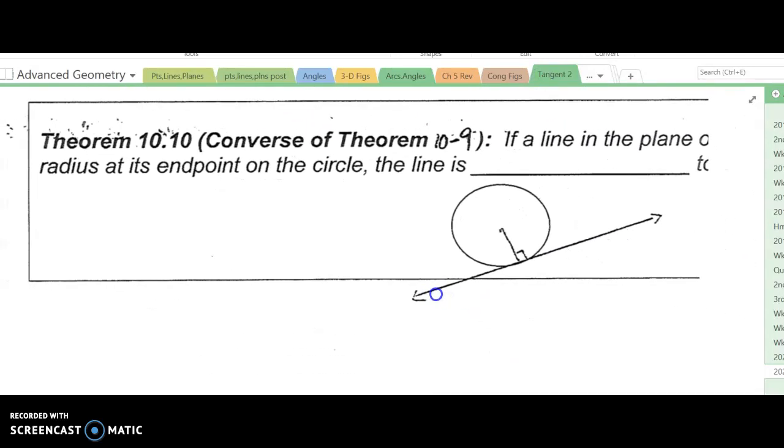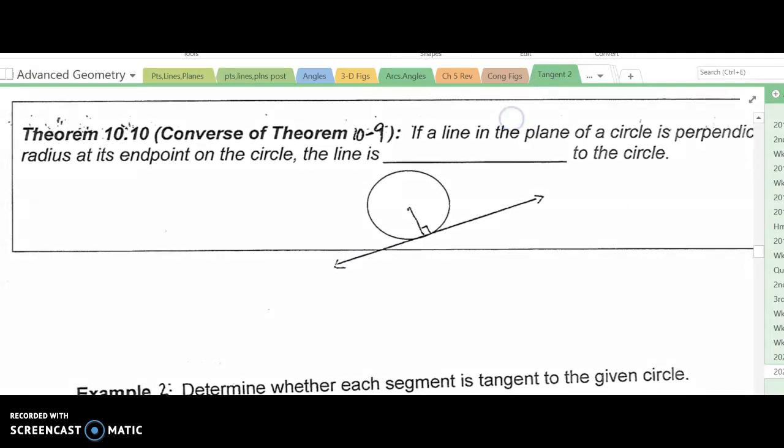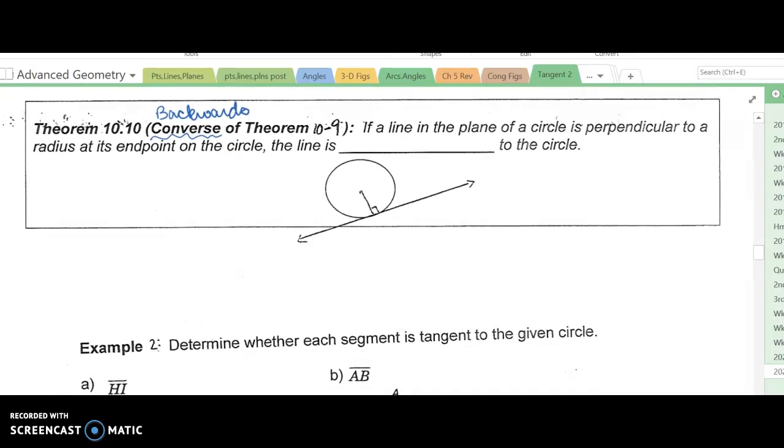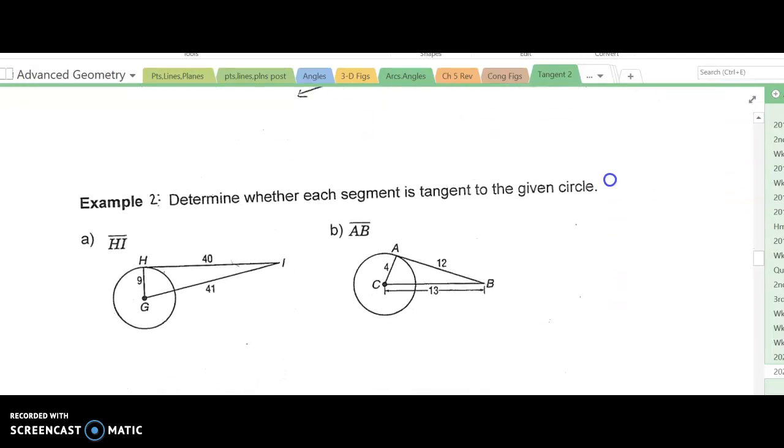All right, and then the next theorem just says the same thing in reverse. It's the converse. It's the backwards version of the original theorem we looked at today. If a line in the plane of a circle is perpendicular to the radius at its endpoint on the circle, that line is not just any old line. That line is tangent to the circle. So this whole perpendicular thing we've been talking about, it only happens when this line is tangent. It doesn't happen when the line goes through the circle, at least not all the time, but it will always happen when the line is tangent to the circle.